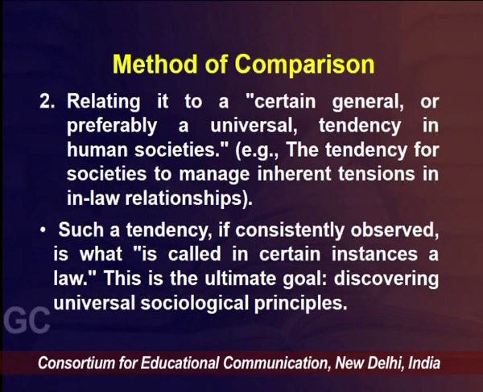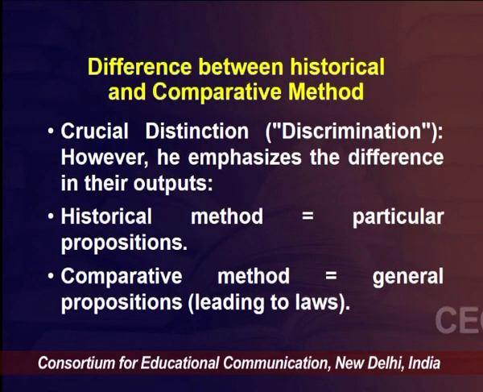Anthropology, as the study of primitive society, includes both methods, both the historical and the comparative, and he himself has consistently used both in the teaching of ethnology and social anthropology. This confirms his view that both approaches are valid and necessary for a complete understanding. However, there is a crucial distinction. He emphasizes the difference in their output. In the historical method, the output is a particular proposition, and in the comparative method, the output is a general proposition leading to laws.